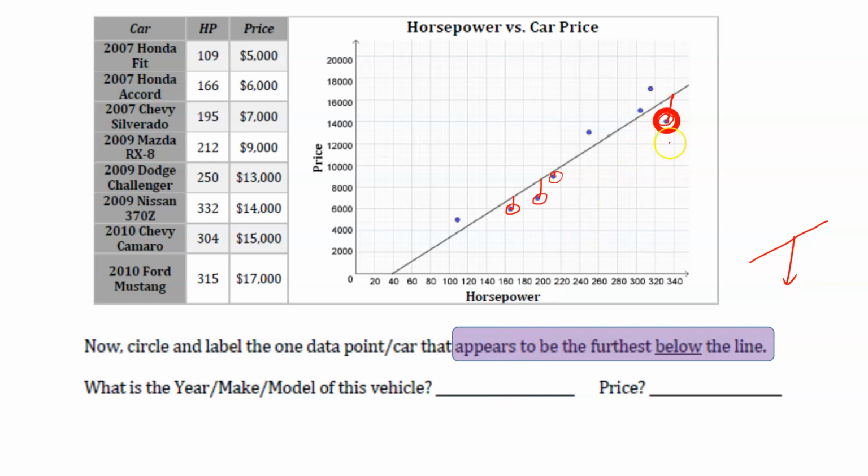And that one was the one that had like a 300 horsepower, but somewhere between 300 and 320. So I'm guessing about 320, 340, I guess that number right there, which was almost about $14,000. So we'll write the year, make, and model here, and then the price there.